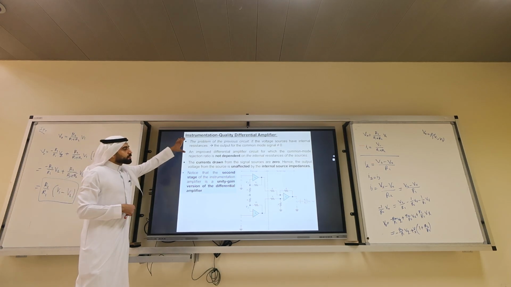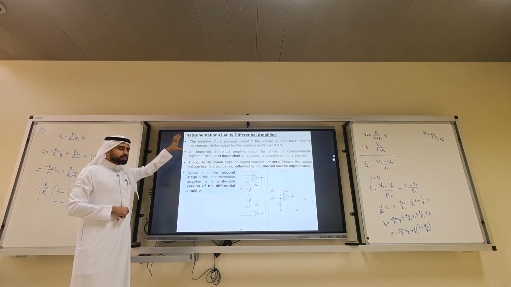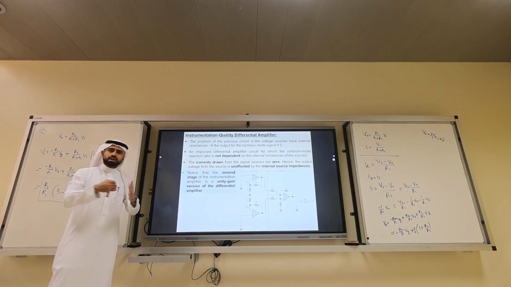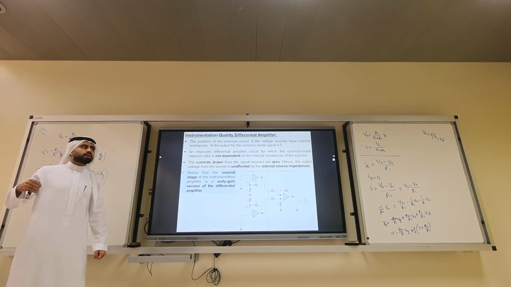So the problem comes from what? The internal resistance of the sources. What could be the internal resistance of the source? It could be the internal resistance of the transducer that touches the fluid in the pipeline.